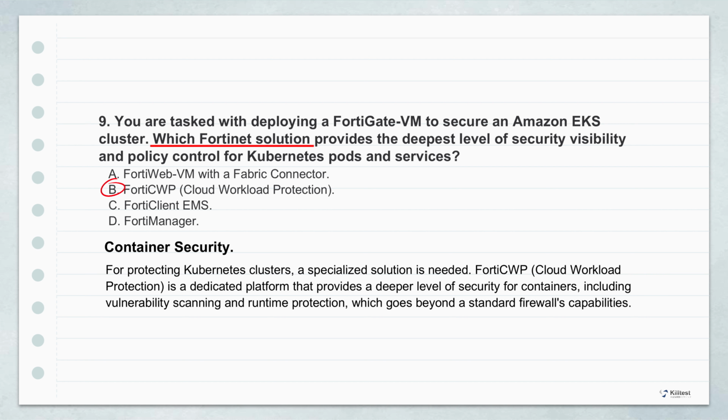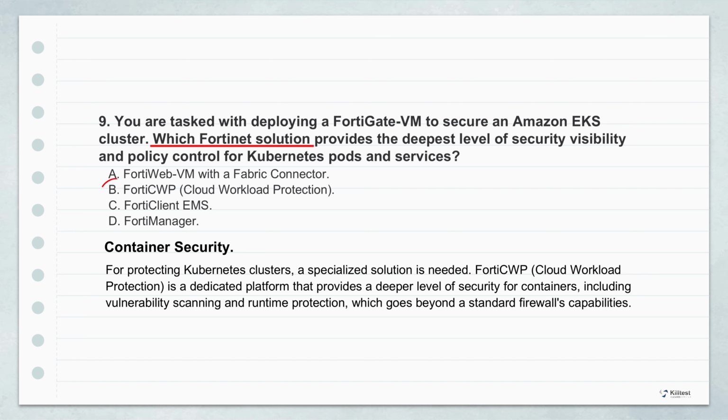Right. Well, the FortiGate provides network-level security around the cluster. FortiCWP is different. It's purpose-built for cloud workloads, including containers and Kubernetes. It integrates directly with the Kubernetes API server and often involves deploying agents or sensors within the cluster nodes, or as daemon sets. So it's inside the cluster itself. Exactly. That gives it visibility into pod-to-pod communication, running processes within containers, vulnerabilities in container images, compliance checks against benchmarks like CIS. It offers things like runtime protection, detecting anomalous behavior in the container, which is something a network firewall just can't see. It's a specialized tool for that specific container security challenge. That's a really important distinction.